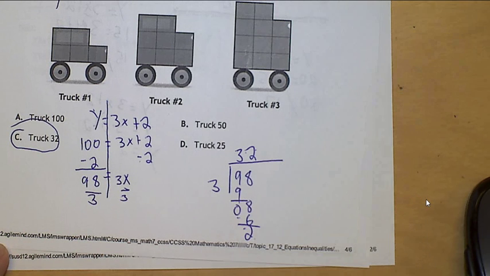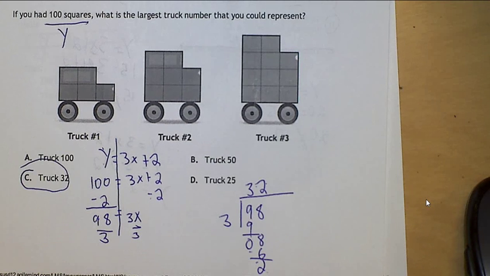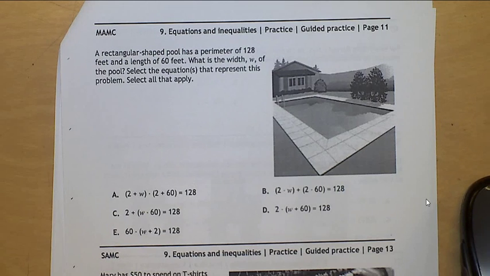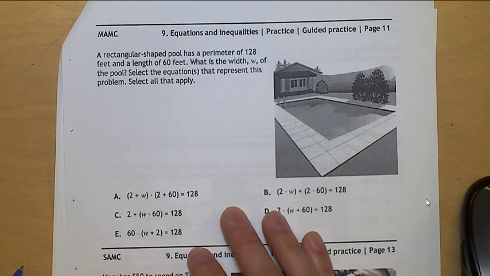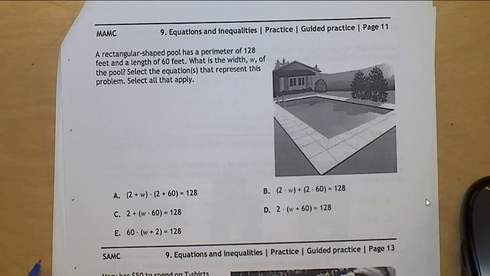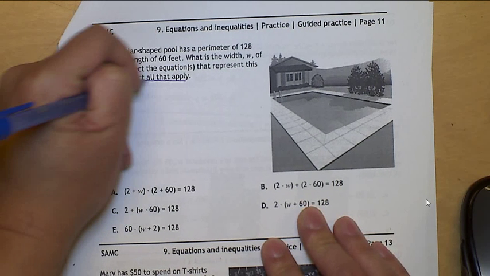Alright, let's go on to the next one. I'll zoom out. A rectangular shaped pool has a perimeter of 128 and a length of 60. What is the width of the pool? Select the equations that represent this. Select all that apply. Most likely we'll have more than one answer.